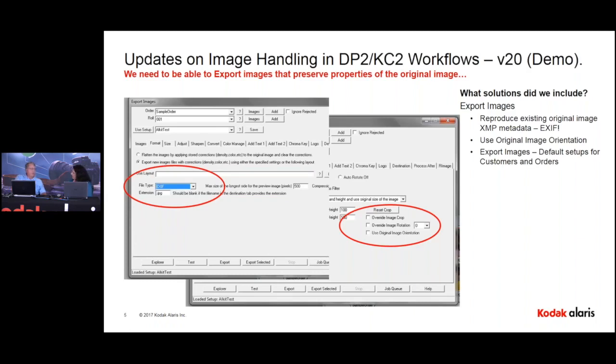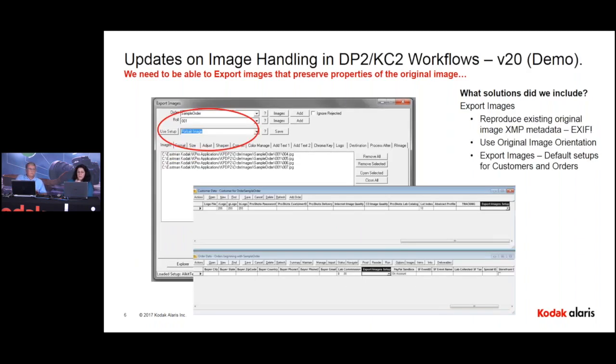Yeah, that's another new feature. We've been asked to provide the means to enable images to be exported from DP2 in exactly the same orientation as they've been received. So now there is a new checkbox option in the Export Images dialog that allows you to do that. DP2 will read the orientation tag from the image that came into DP2, and it will orient the image in that rotation when you export it.